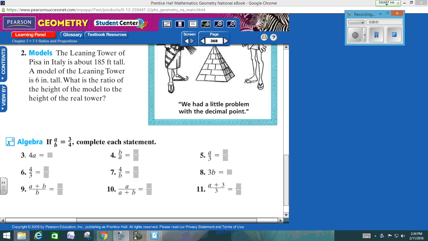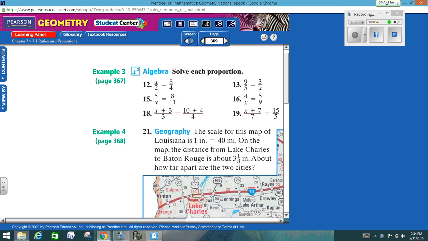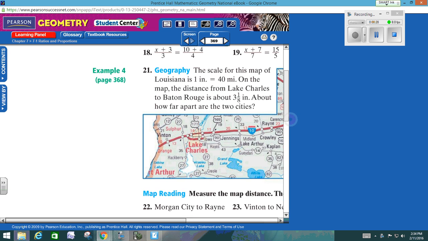Through 10 here? Okay, that's not through 10. Okay, then I'm going to start reading your answers at 12. Number 12, you should have 4. 14 is 4. 16 is 7.2. 18, 7.5. And 20 is 7. Good on those ones? 21, 125 miles.